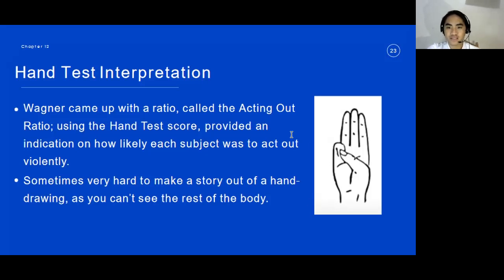For example, this one here, for a violent person, I'm about to slap someone across the face. Sometimes it's very hard to make a story out of a hand drawing. So, like this one, you can't see the rest of the body. And so, some people really struggle with this test. They can't work out what the feelings or emotions are for the person who's holding up the hand because it's only the hand.